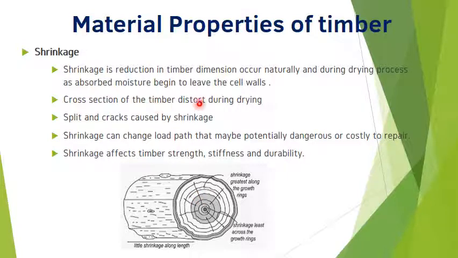The cross-section of timber distorts during drying. Sometimes shrinkage can cause splitting and cracks. Shrinkage can change the load path, which may be potentially dangerous or costly to repair. In general, shrinkage affects the strength, stiffness, and durability of timber.